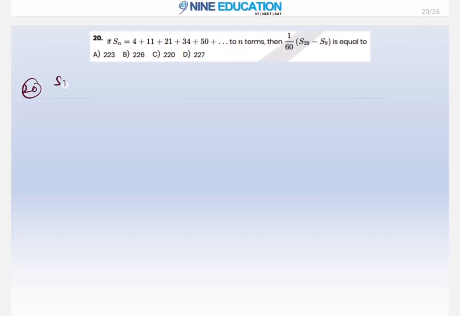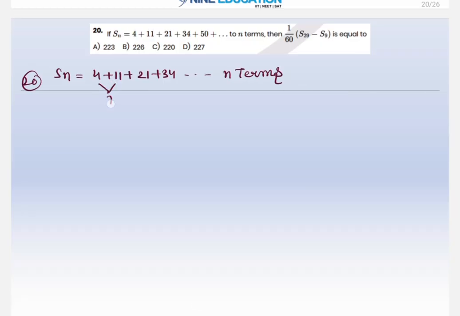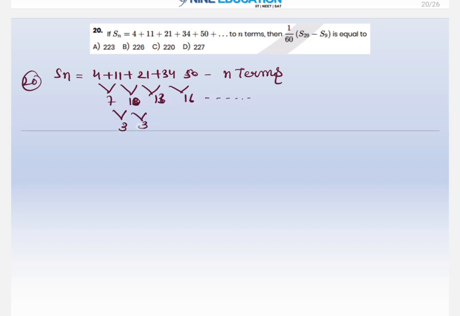Question number 20. Sn is equal to 4 plus 11 plus 21 plus 34, and so on up to n terms. Now this is a progression whose differences are in AP. There is no general formula here, no general pattern here. But if you take the difference of the two terms, you get 7, 10, 13. Further you will get 16 if you do 50 minus 34. So if you see, this difference again is 3, 3, 3, 3. Now they are in arithmetic progression.